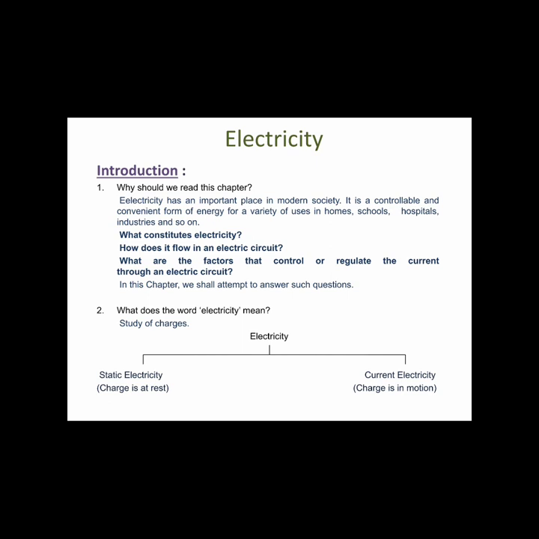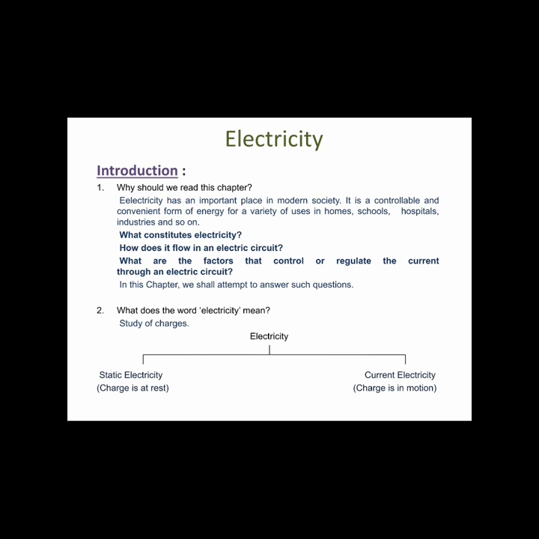So let's start. At first we should know the importance of the chapter. Electricity has an important place in our modern society. It is a controllable and convenient form of energy for a variety of uses in homes, schools, hospitals, industries and so on. What constitutes electricity? How does it flow in an electric circuit? What are the factors that control or regulate the current through an electric circuit? In this chapter, we shall attempt to answer such questions.